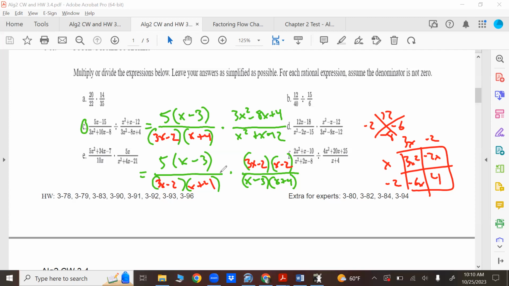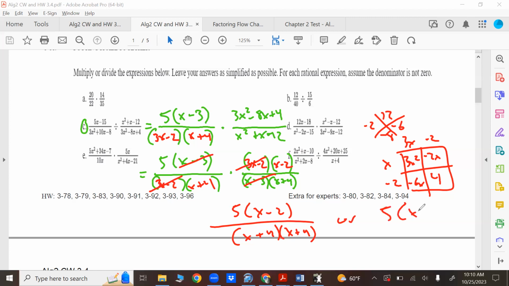Right. So I didn't do the whole diamond thing. I mean, if you wanted to, you could, but I recognize that I want 3x minus 2 to be pulled out of the denominator of the first fraction. So I deliberately wrote 3x minus 2, then figured out what the other part has to be. So those cancel. Those cancel. So it's 5x minus 2 over x plus 4 times x plus 4. Or you can write it like this: 5x minus 2 over x plus 4 raised to the second power. That works too.